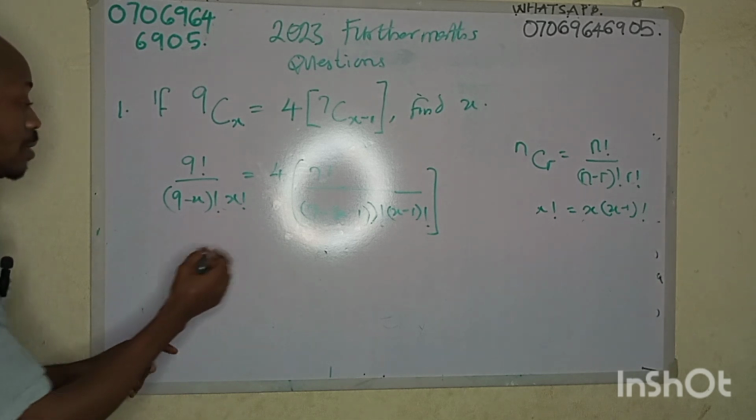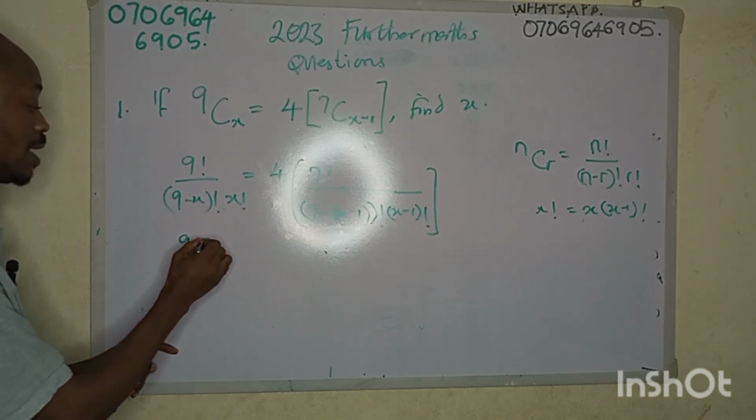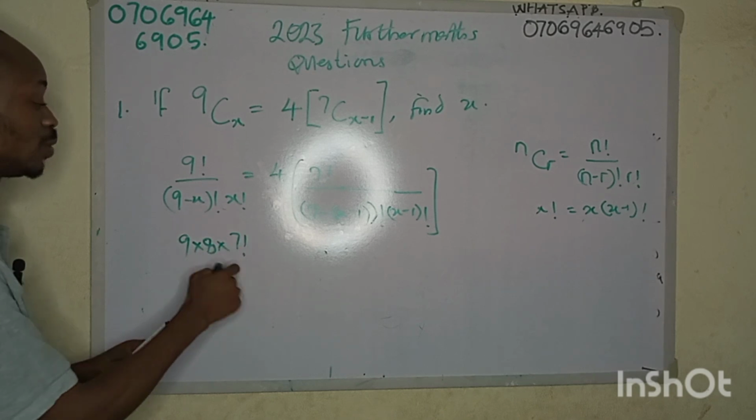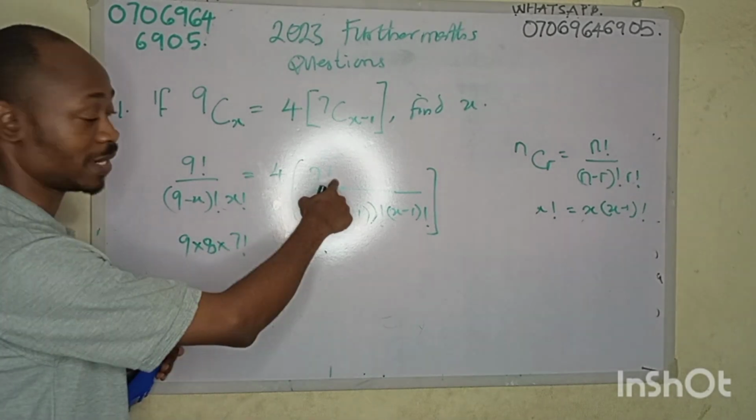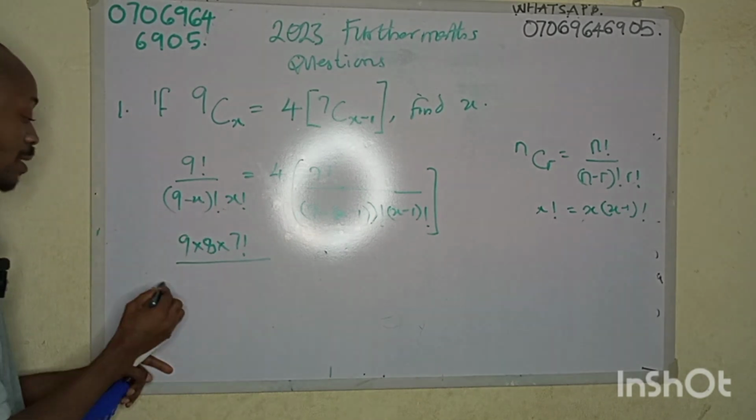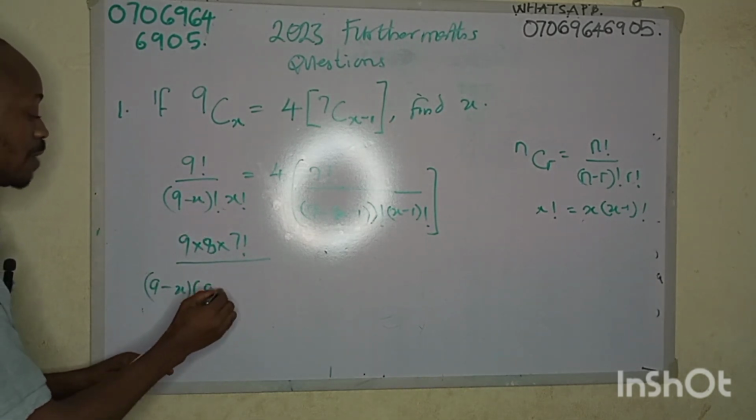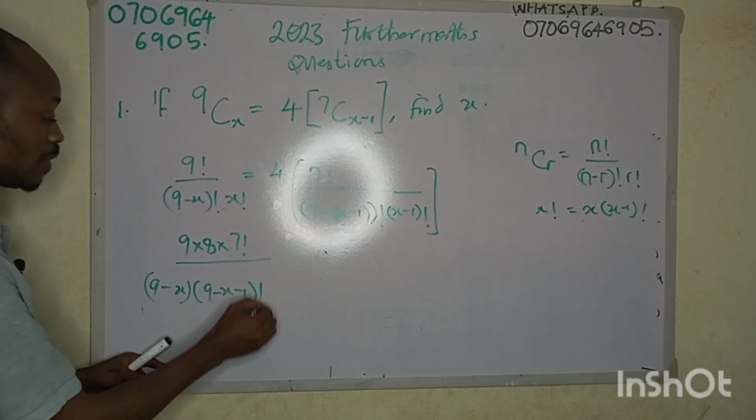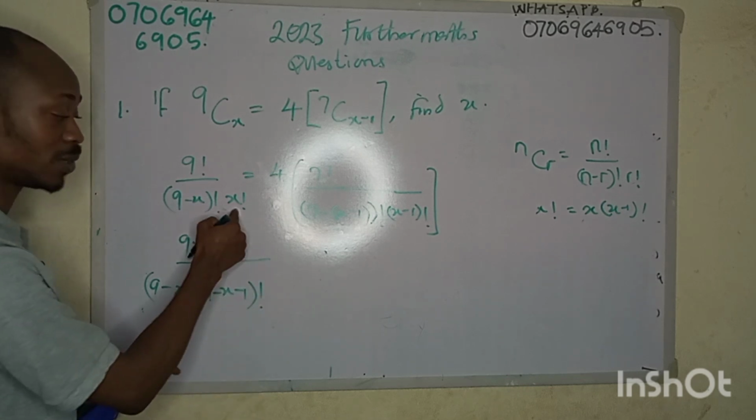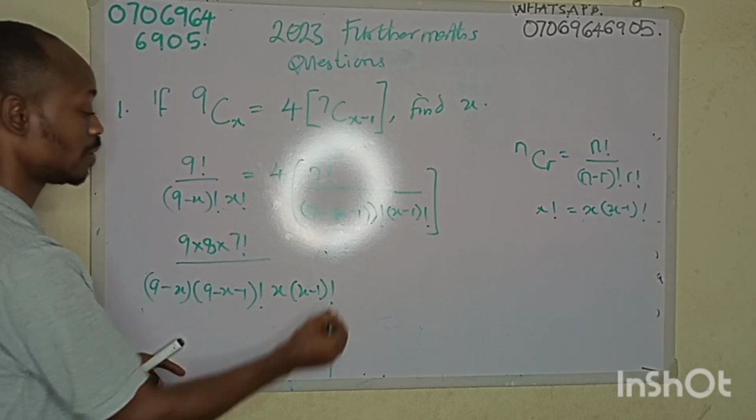So what do I mean? 9 factorial can be written as 9 times 8 times 7. I'm going to end it as 7 factorial because of this 7 factorial here. And then I can expand 9 minus x factorial as 9 minus x, then I have 9 minus x minus 1 factorial. I can end it there. And the x factorial too, I can expand it as x, then x minus 1 factorial.